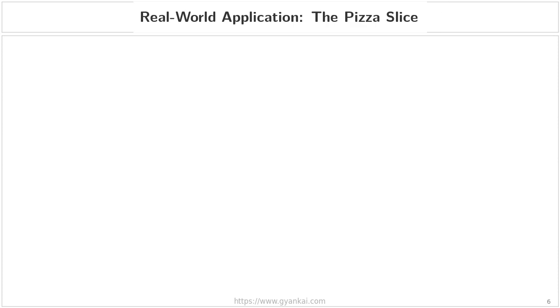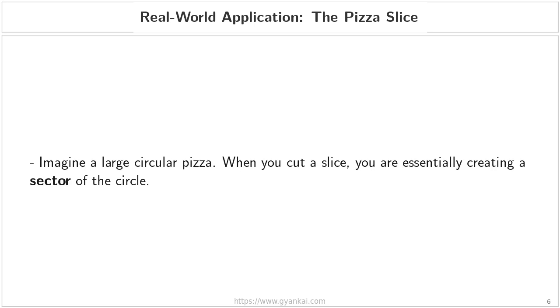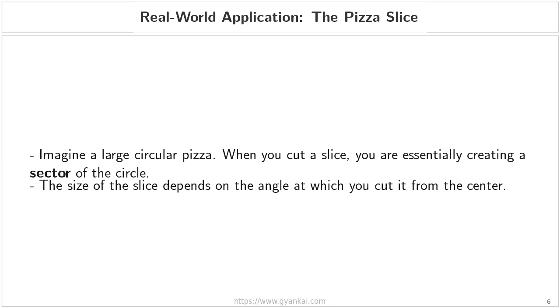Real-world application, the pizza slice. Now that we have derived the formula mathematically, let's look at how this applies to a real-world scenario to make it more concrete. Imagine you have a large, circular pizza. When you take a knife and cut a single slice from the center, you are essentially creating what we call a sector of that circle. As you can see from our previous derivation, the actual amount of pizza you get, the size of that slice, depends entirely on the angle at which you make that cut from the center.